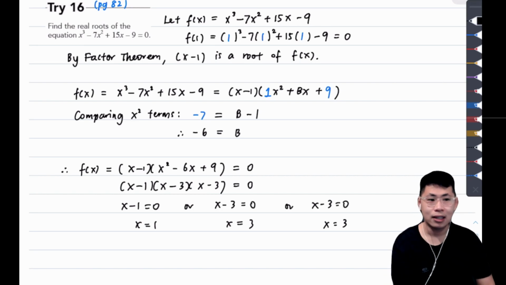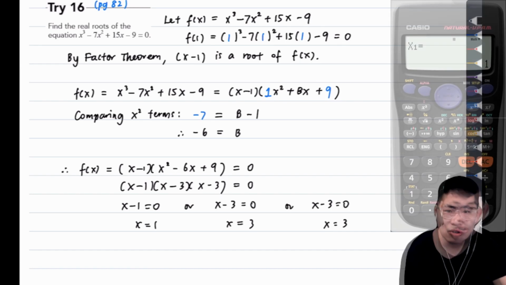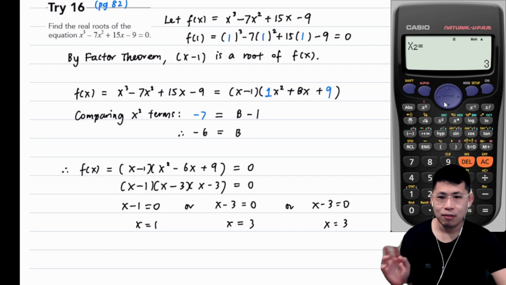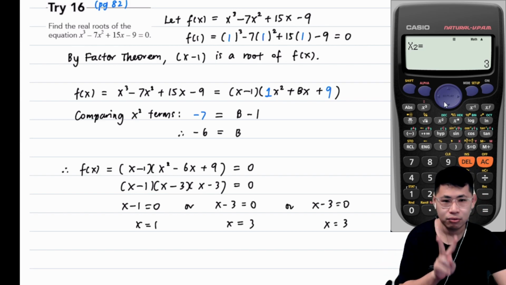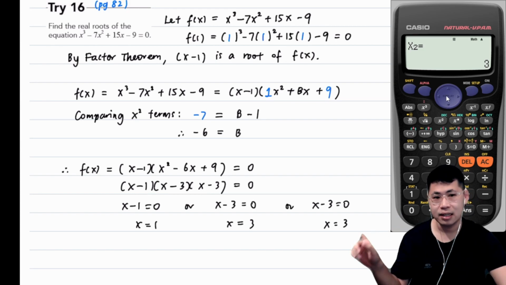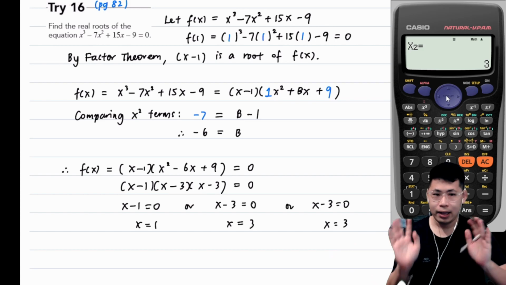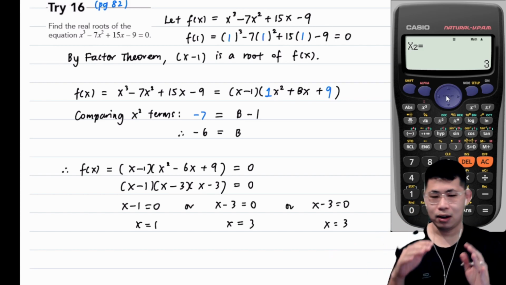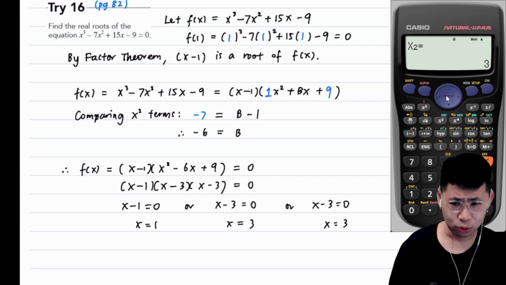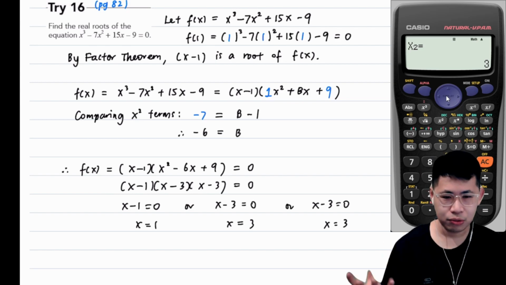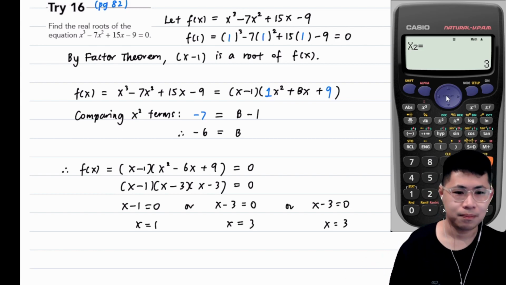But in our calculator just now, we only saw 1, we only saw 3, right? So this means that we have 2 distinct real roots, and over here the 3 is a repeated root. So technically speaking, we should have 3 roots, it's just that now we have a repeated root over here. So for try 16: 3 roots, with a repeated root.